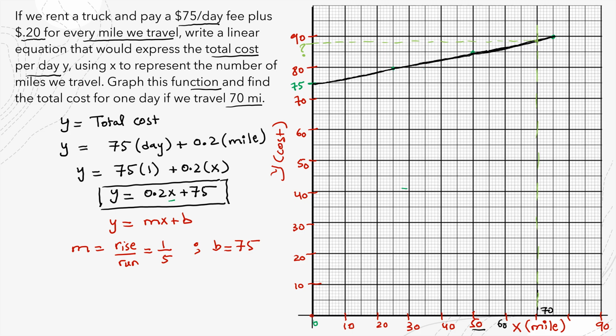We can also verify that by plugging it into our equation shown here. So let's do that and verify what number we are getting. So y is equal to 0.2 times x, where x is the number of miles, that is 70 here, plus 75. If you solve this, it will become 14 plus 75, that is equal to 89. So we were pretty close. If you had used the scales, the rulers, it would be exactly at 89.